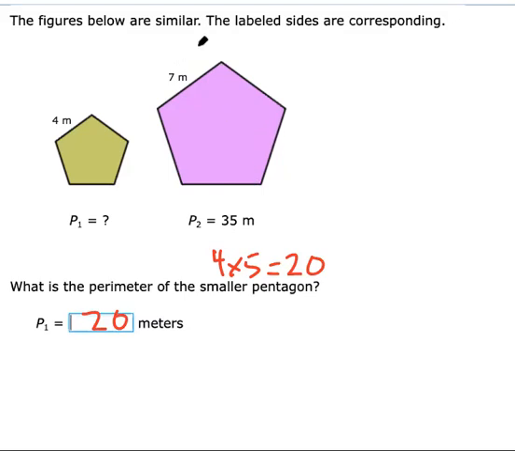Okay. This one would be the same. This would be 7, 7, 7, 7, and that would give me 35.